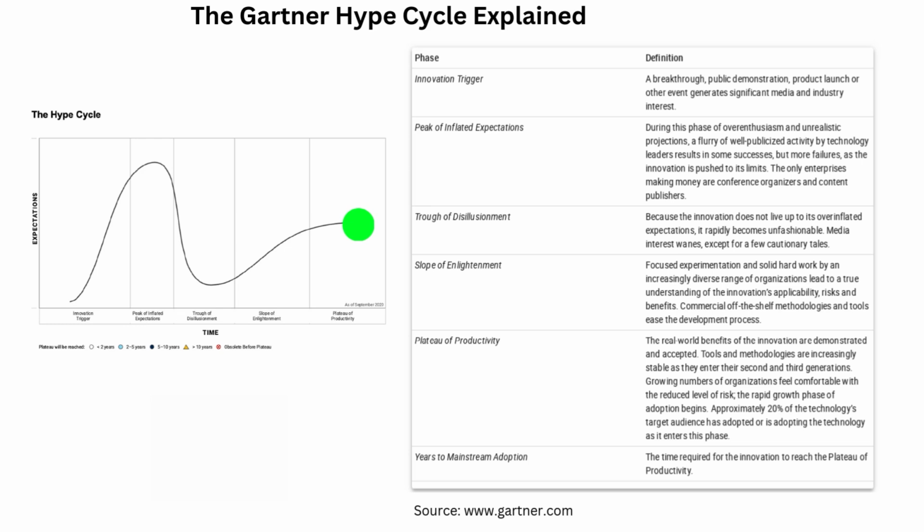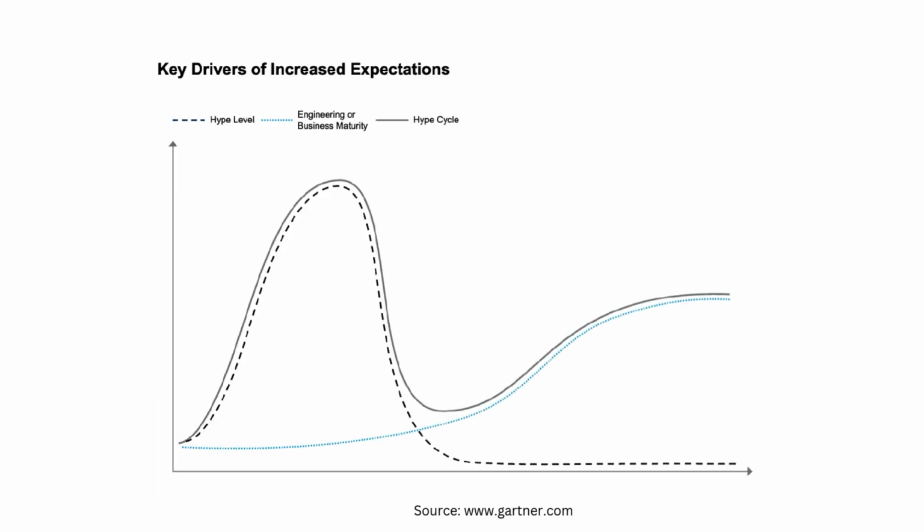Organizations can use the hype cycle to avoid adopting too early, giving up too soon, adopting too late, or hanging on too long. This chart shows the key drivers of increased expectations. During the trough of disillusionment, businesses reassess the technology's potential and focus on realistic applications.